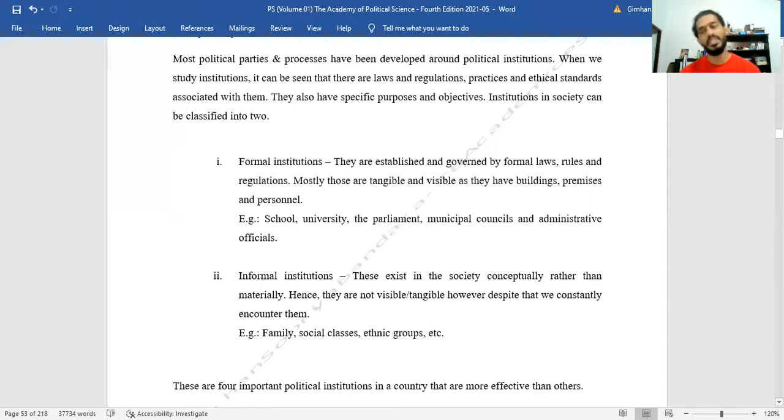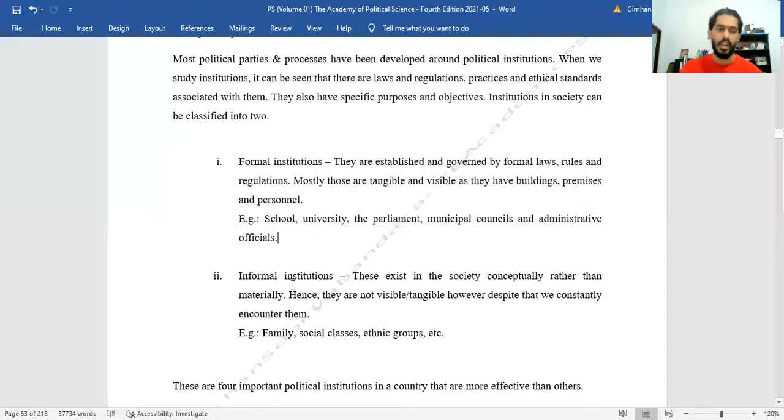Formal institute means, of course, it's spelled out there, right? They are established and governed by formal laws, rules, and regulations. Mostly, those are tangible and visible as they have buildings, premises, and personnel. So you take school, university, the parliament, municipal council, administrative officers, provincial councils, ministry offices, departments, government places, police, right? All these places are tangible. They have buildings, headquarters, premises, and personnel who are in charge of those things, right? And they are governed by certain laws, rules, and regulations. So these are formal institutes, the institutes that you can actually see.